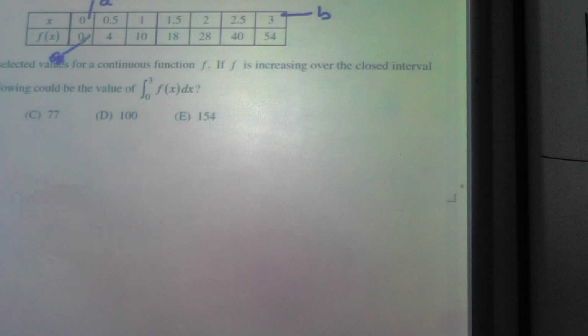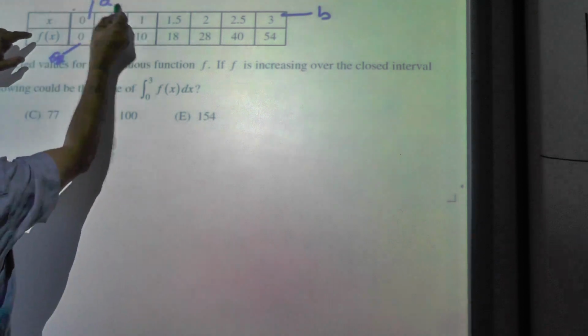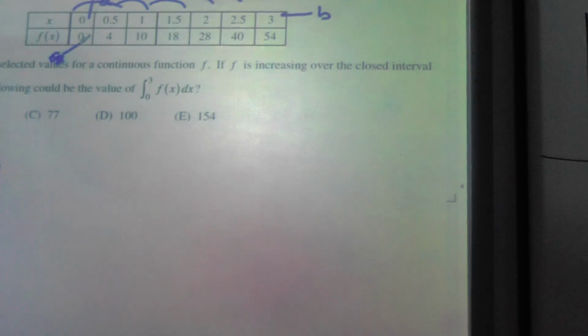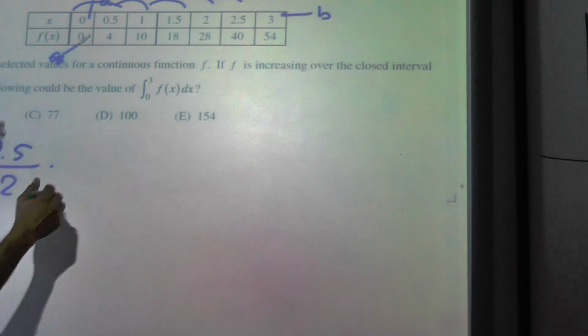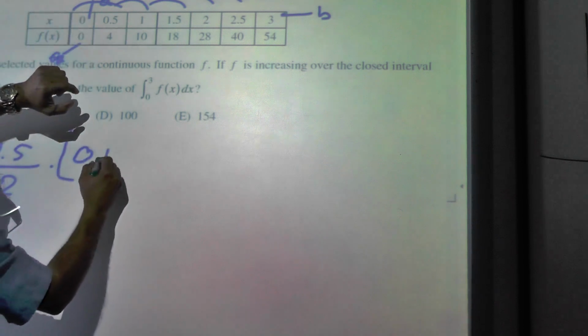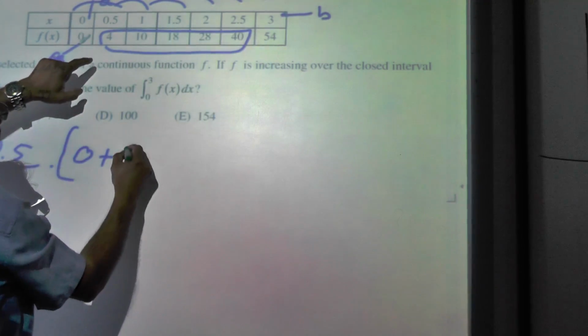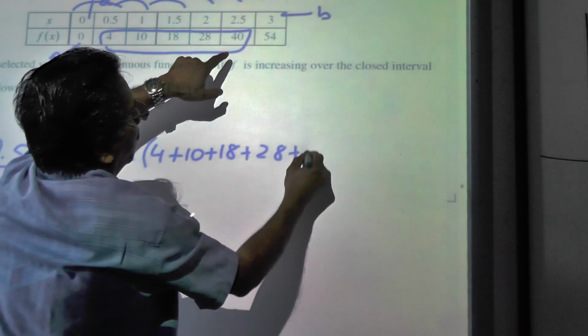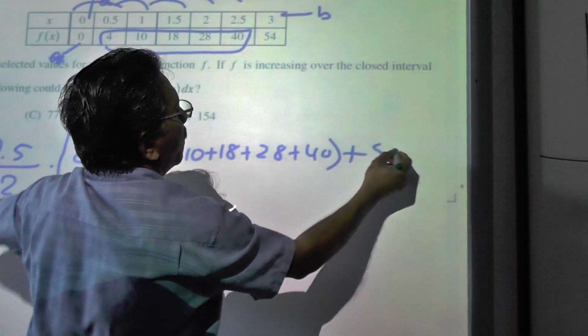So what you have to do is, by the trapezoidal rule, the area is h over 2. Now h is the width. Look at this width, 0 to 5: it's 0.5, 0.5, 0.5, 0.5, 0.5. So 0.5 divided by 2 according to the formula. And then you have f of 0, which comes only once, but the rest have to be repeated twice. So it is 2 times (4 plus 10 plus 18 plus 20 plus 40), then plus 54 only once.